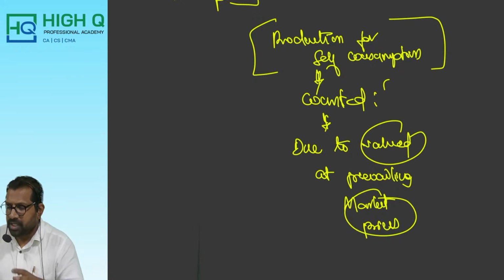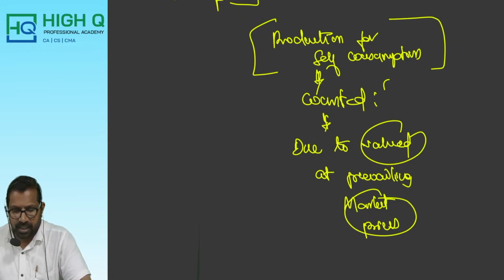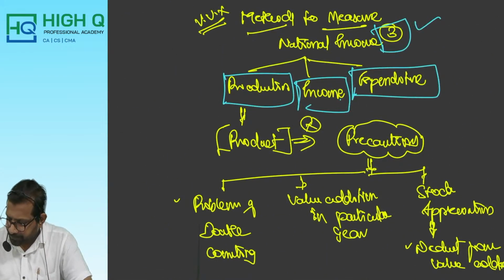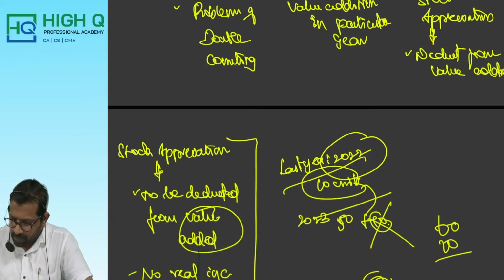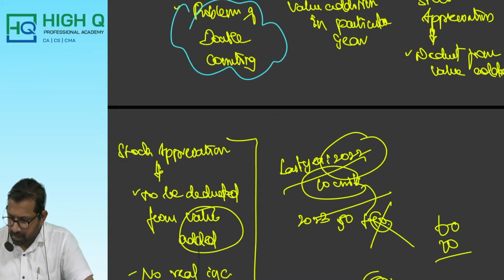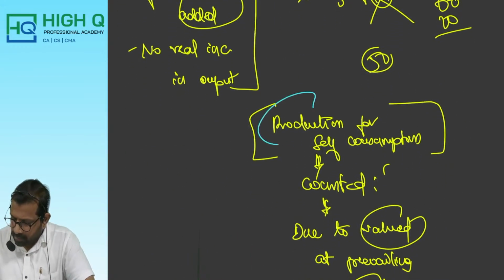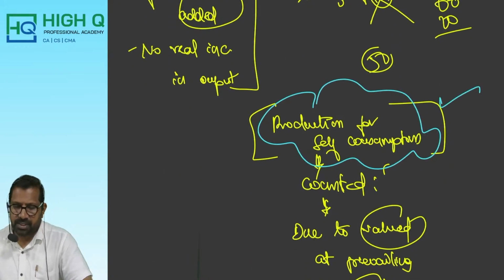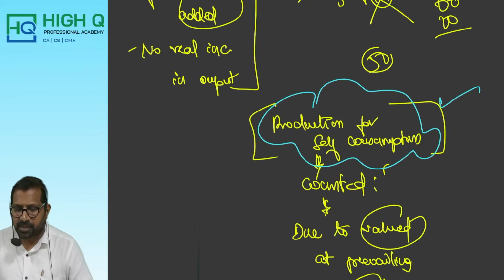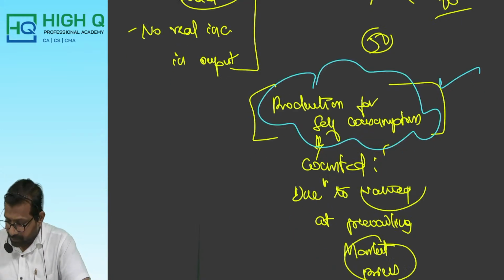So what are the various measures to be taken, especially to calculate the product method? First one is the problem of double counting, and then value addition in a particular year, stock appreciation and production for self-consumption. These are all the measures to be taken into account to calculate national income with regard to the product method.